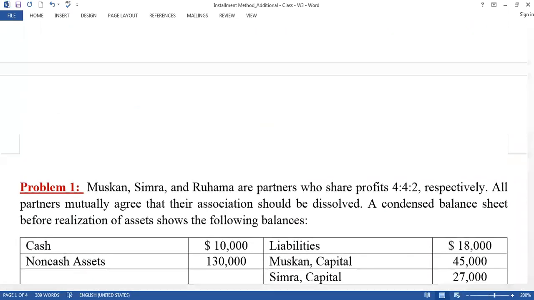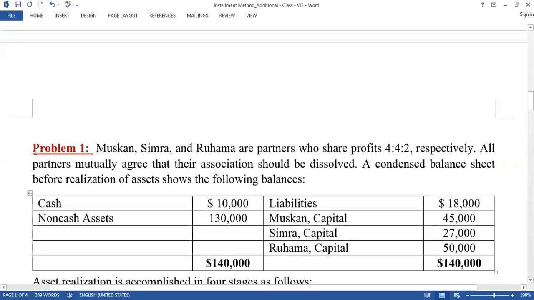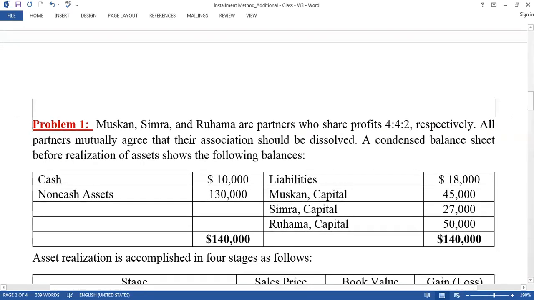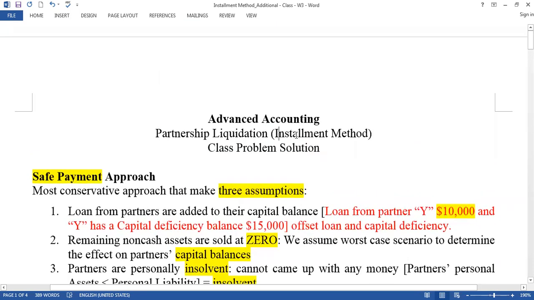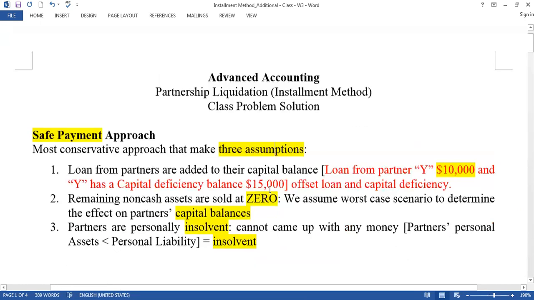Now let's solve a question. Today I am going to show you the schedule as well as some selected journal entries. Last time when I discussed the installment method, I didn't show you any journal entries, but today I'm going to show you some journal entries.